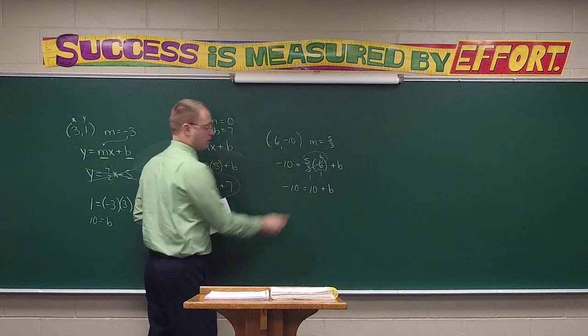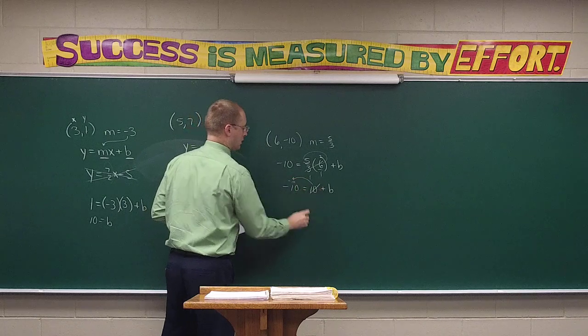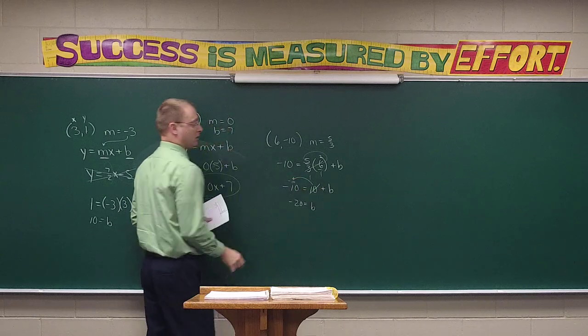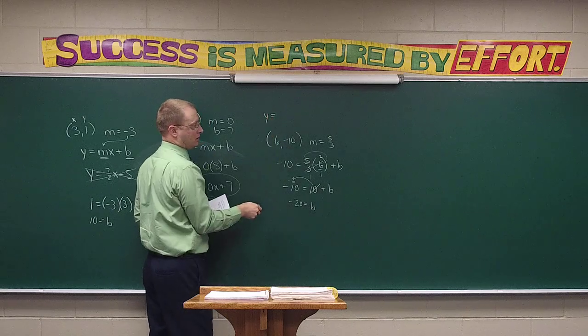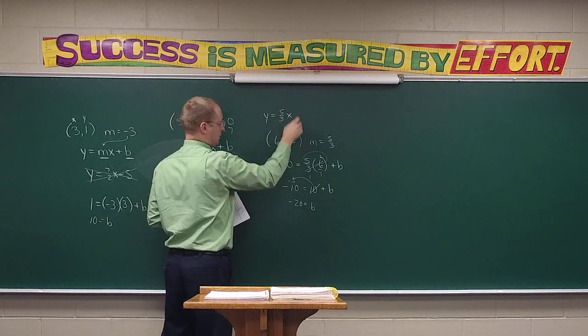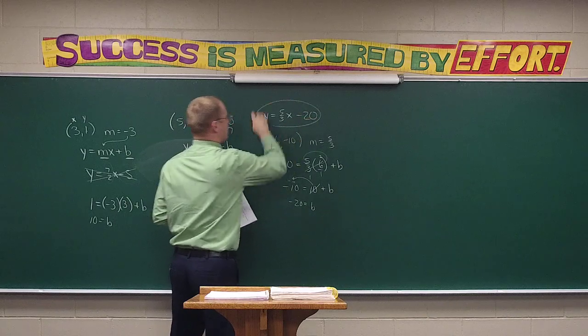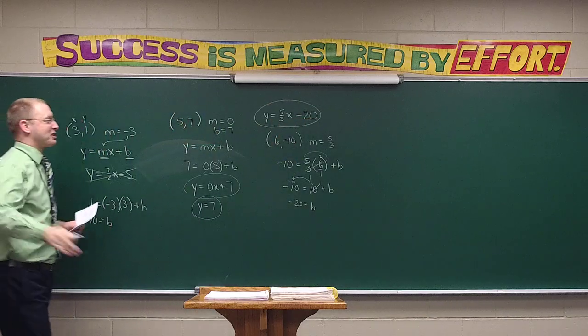And then you can move your 10 over as a negative to get -20. And then it would be y equals 5/3 x minus 20. All right, and she is lazy. I have trained her well.